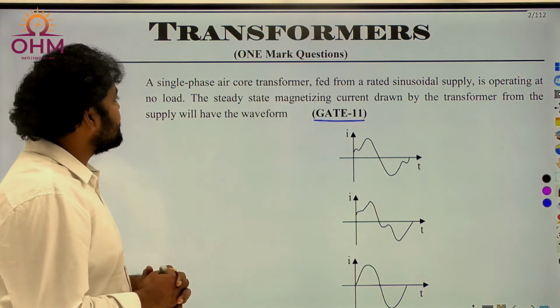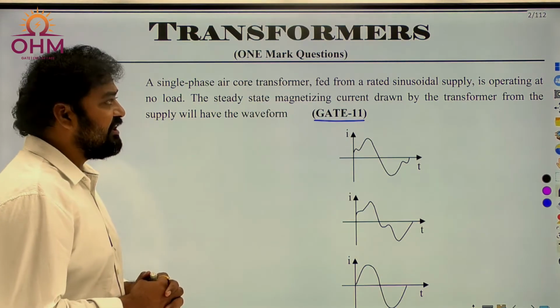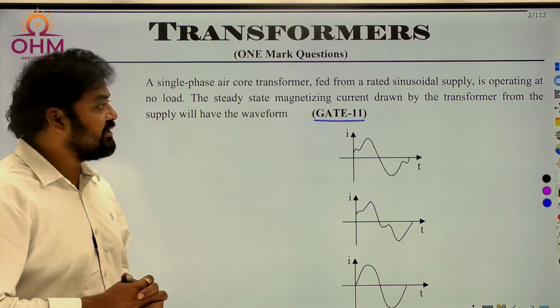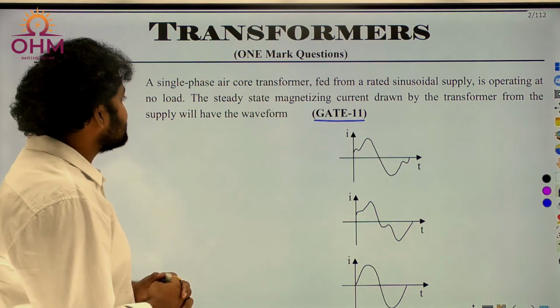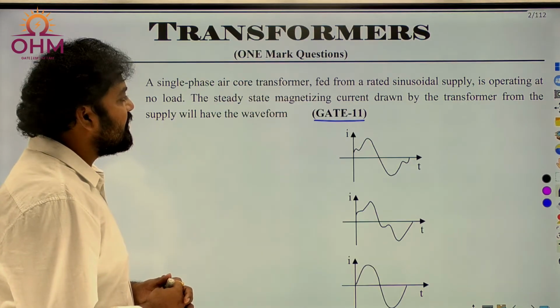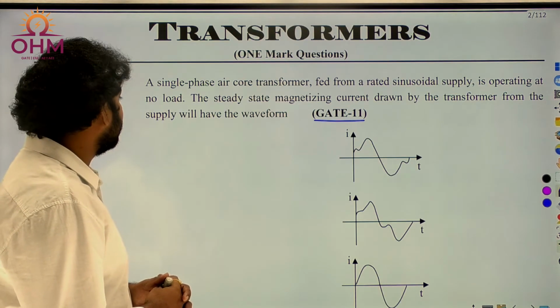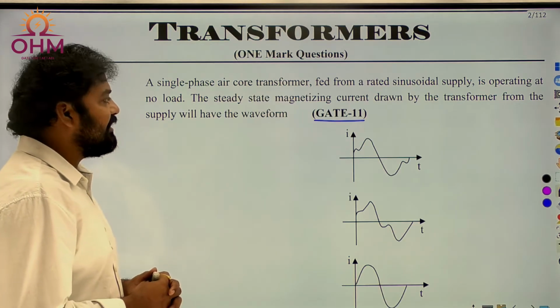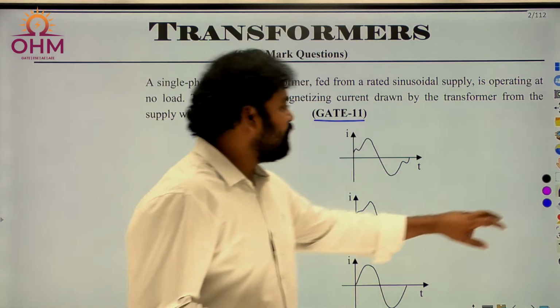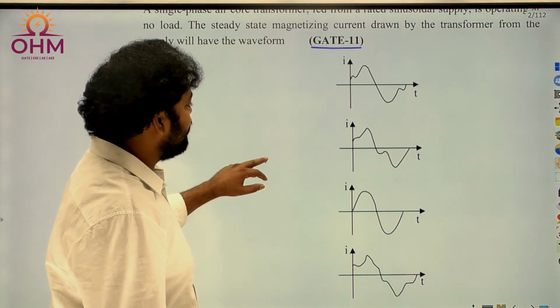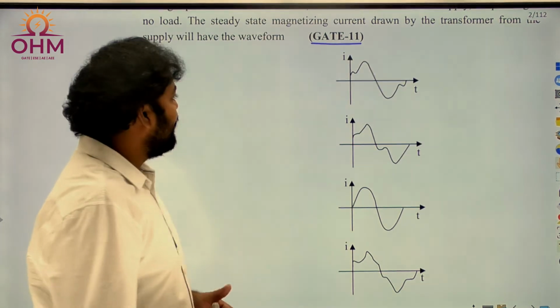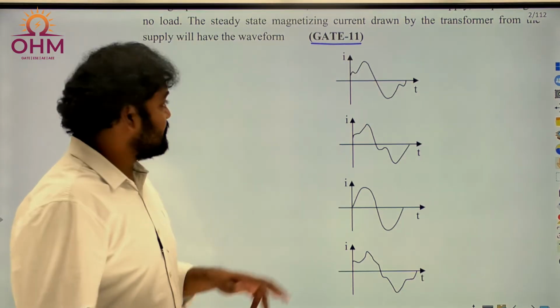A single phase air core transformer fed from a rated sinusoidal supply is operating at no load. The steady state magnetizing current drawn by the transformer from the supply will have the waveform, and 4 waveforms were given. You can see these are the 4 waveforms, 4 options. What is the correct answer? That is the question.